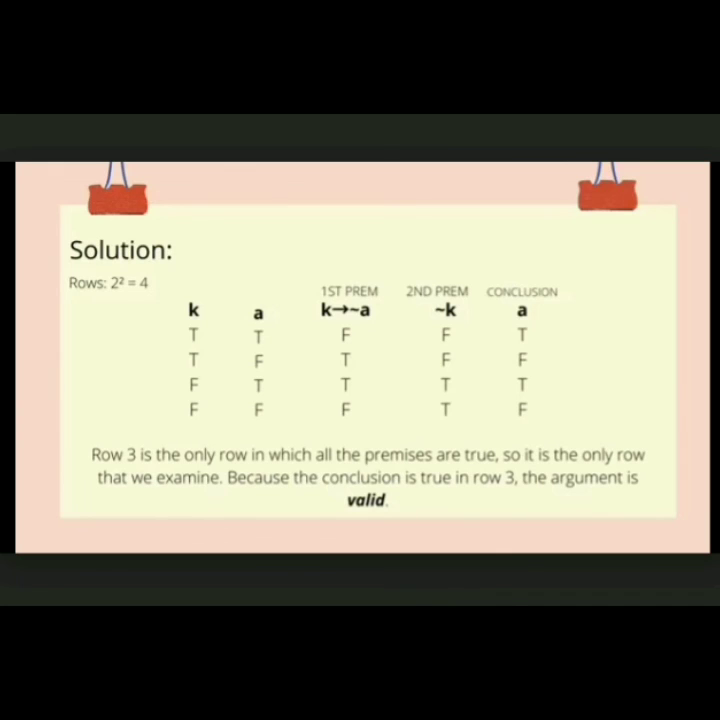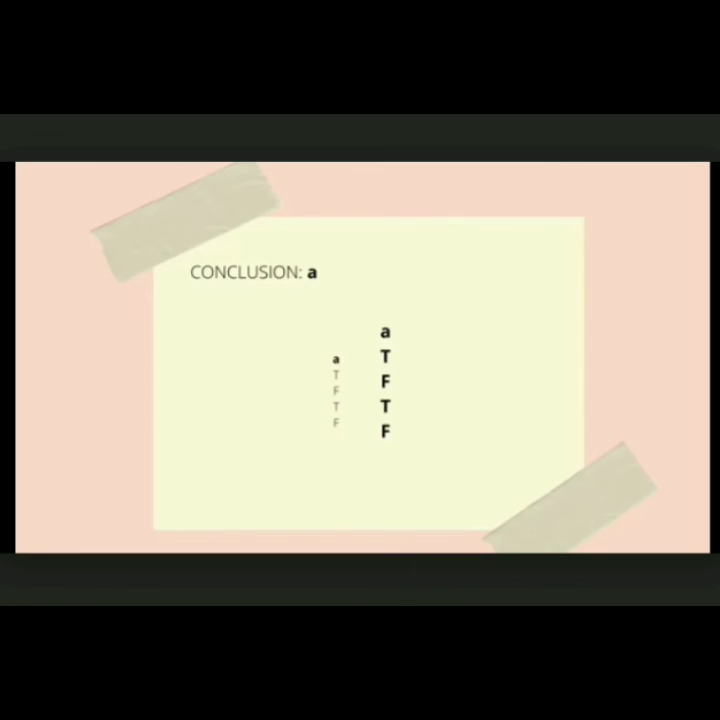In our conclusion, let's focus on our symbolic form A, which is true is equal to true, false is equal to false, true is equal to true, then false is equal to false. Row 3 is the only row in which all the premises are true, so it is the only row that we examine. Because the conclusion is true in row 3, the argument is valid.